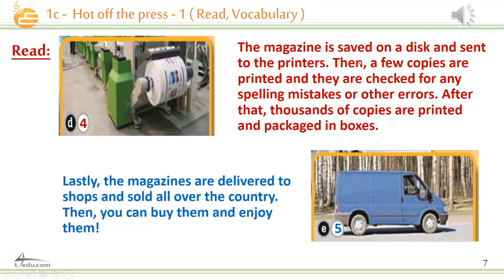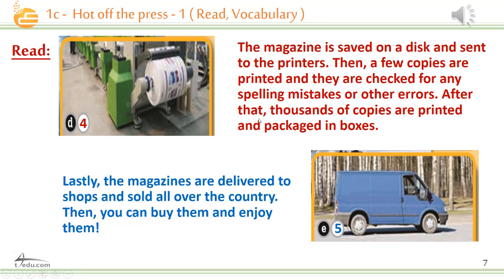Okay, the magazine is saved on a disk. After the graphic designer finishes and gathers all the material and puts it in a different design, then the magazine will be saved on a disk and sent to the printers. It will be printed out. A few copies are printed. Before they print the whole thing, they print a few copies and then they recheck them once again for spelling mistakes or other errors. The word errors here means mistakes.